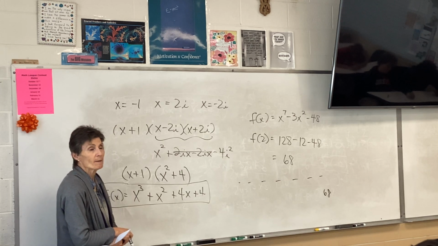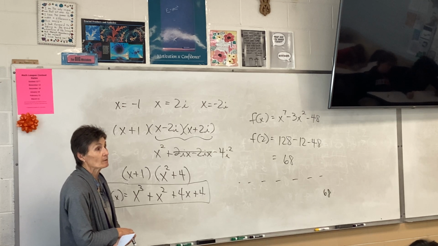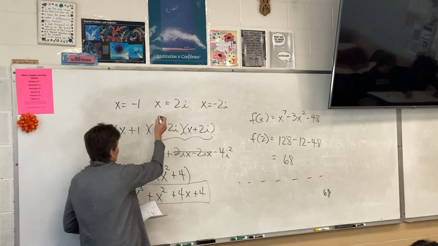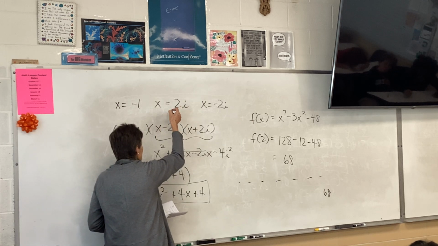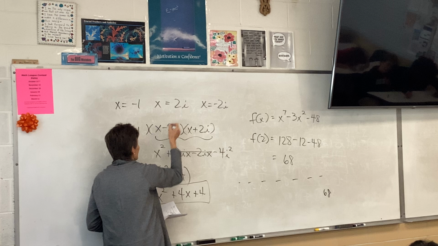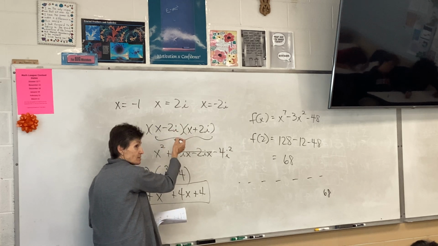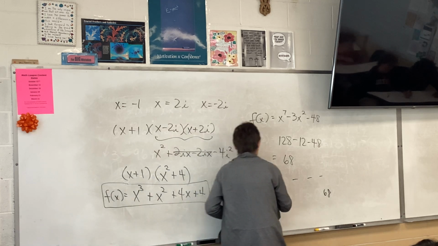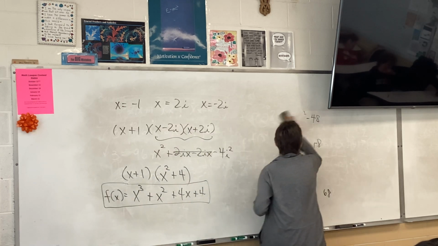Okay, so what do we need to remember about that? We need to remember that imaginary roots come in pairs. And if the root is x equals 2i, the factor becomes x minus 2i. All right, next.